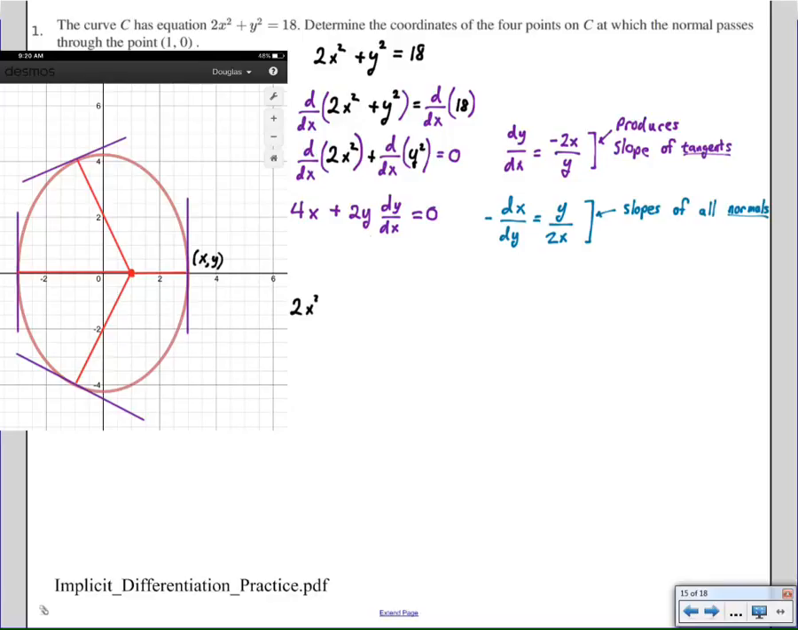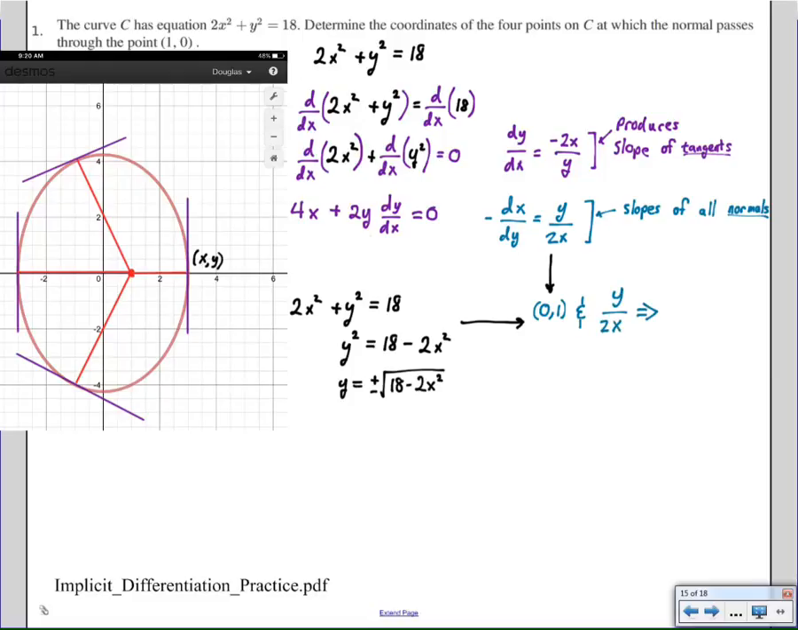So I started riffing, just trying to figure out where to head from this direction now that I have the derivative. One of the things I did was I solved the equation explicitly for y, and that means that my derivative, the opposite of dx/dy, is going to be y over 2x, or here, plus or minus the square root of 18 minus 2x squared over 2x. So 2 different ways to express the slopes of the normals.